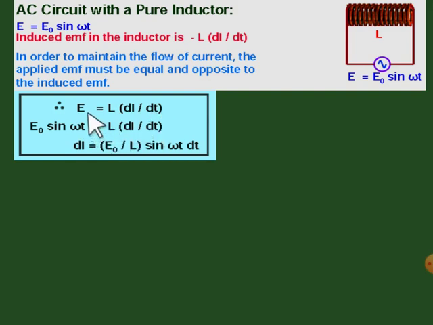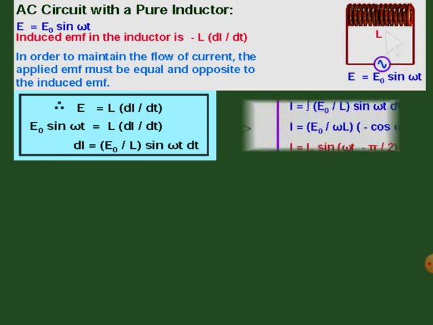What is this instantaneous EMF? We know that E is equal to E naught sine of omega t, so you just replace it here, and let's try to find this small change in current. So your di will be equal to E naught by L sine of omega t into dt. So this is a small amount of current changing in this solenoid.